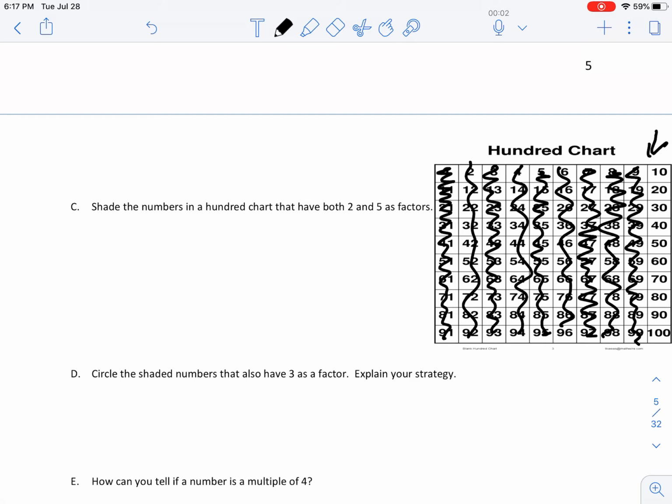Circle the shaded numbers that have 3 as a factor. Remember the rules for 3. You have to add all the digits up, and if it's divisible by 3, then 3 goes into it. So 1 plus 0 is 1, 3 doesn't. 2 plus 0 is 2, 3 doesn't. 30 could be it. 4 plus 0 is 4, no. 5 plus 0, 3 does not go into 5. 6 plus 0, yes. Not 70, not 80, 90, and not 100. So now we're down to 30, 60, and 90. Circle the shaded numbers that also have 3 as a factor. Done. So we have 30, 60, and 90.